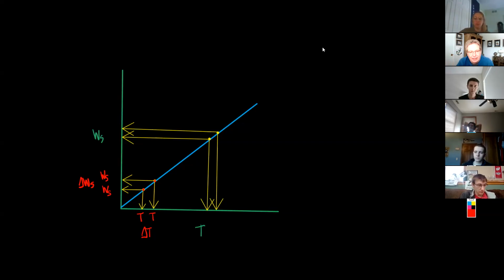Listen to me and look at the screen. When the temperature increases by some amount, red delta T, there will be a corresponding increase in the capacity, red delta W sub S. Did you figure out what I just said now? I got the first part. What did you write, Sam? When temperature increases by some amount, red delta T. Right, okay, so do you see that on the graph? Do you see how that's corresponding to a picture? Then what happens over here on the left side?